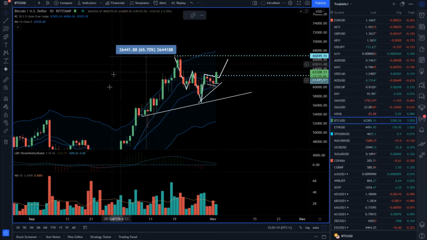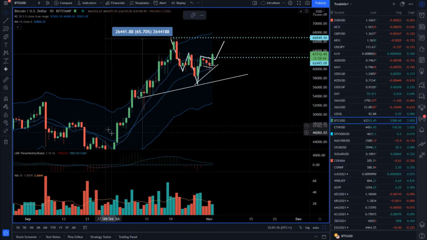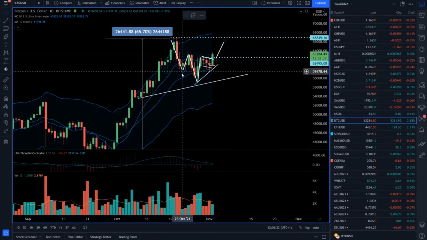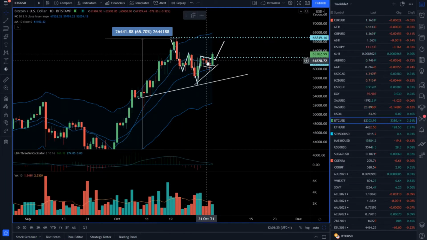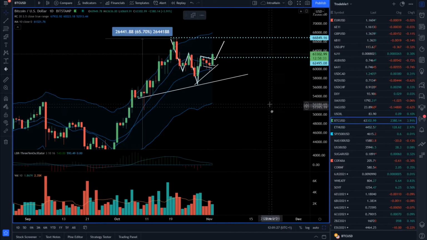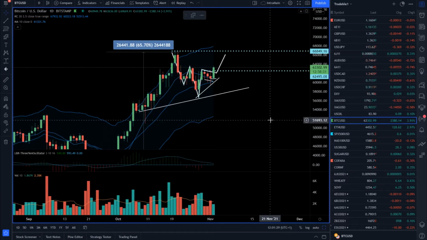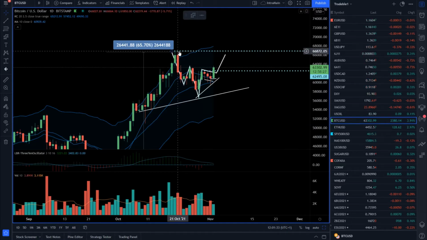Before that, Bitcoin did a 65% move on the daily time frame and then started to correct, made an ABC, and started to contract. It seems like we really can trade higher towards 66,850 again, maybe even higher, but that will be the next major reference point.